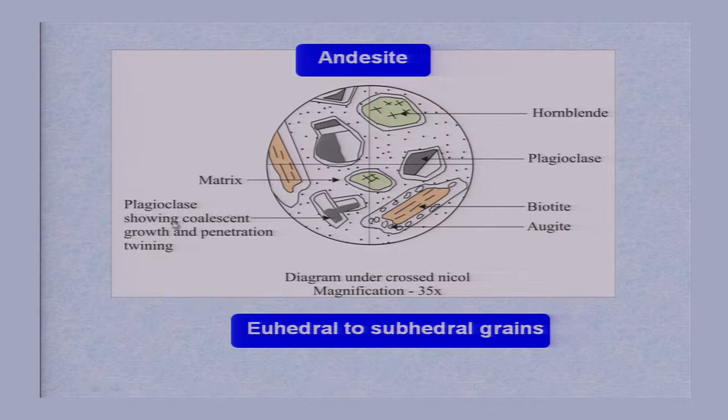Here I am showing the plagioclase showing coalescent growth and penetration twinning. This plagioclase is penetrated into another crystal of plagioclase. So, this is an example of gabbro.